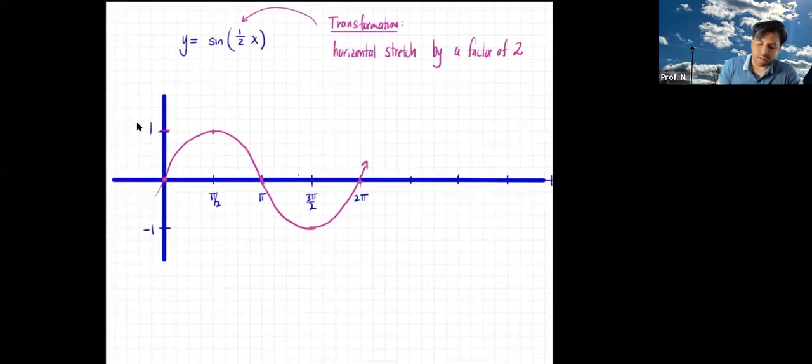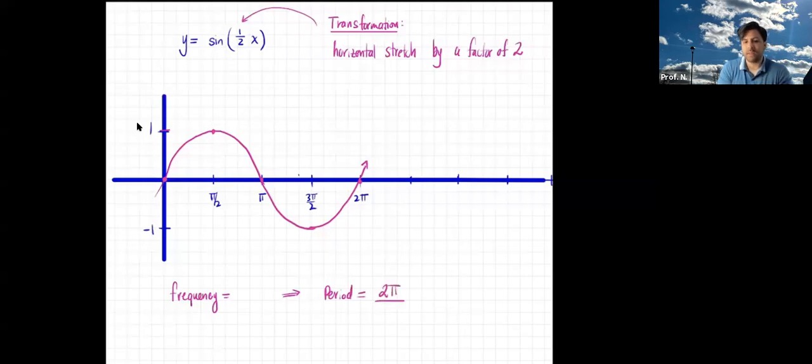So what does that mean? What is my frequency? And consequently, what is my period? My period is 2 pi divided by the frequency. So what is my frequency, guys? What does that number here represent? 1/2. It's exactly the frequency. So what does that mean? The frequency is 1/2. What does that mean?